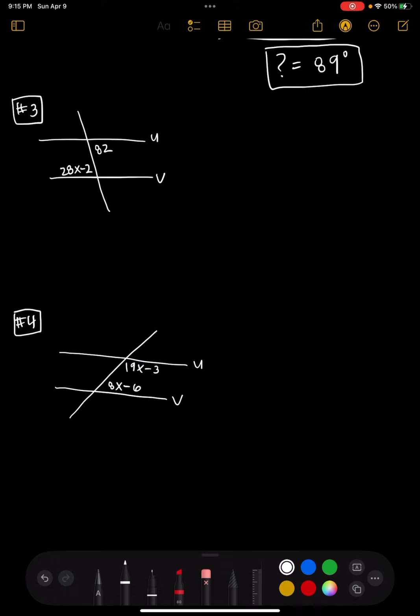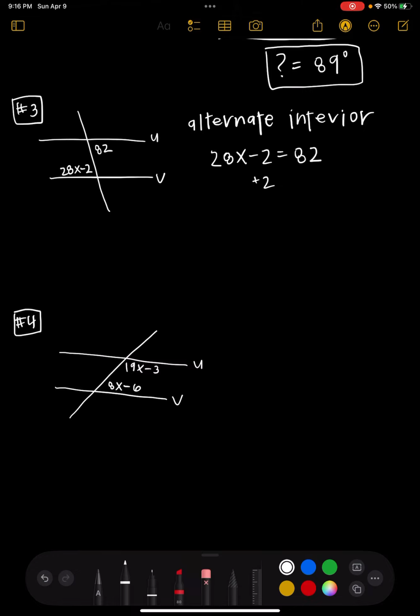So once again, if I want these two lines to be parallel, then I'm going to name them as if they were parallel, which means these are alternate interior angles, excuse me. Which means that I know that they should be equal to each other. So I'm going to write 28x minus 2 is equal to 82. And once I solve for x, that x will be what makes those two lines parallel.